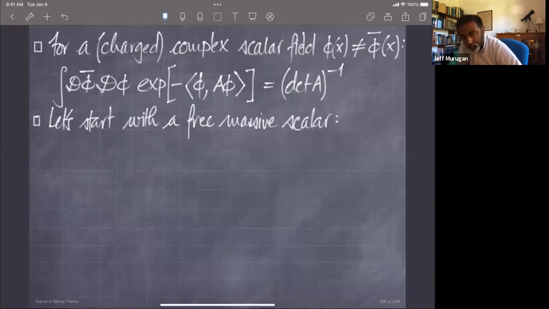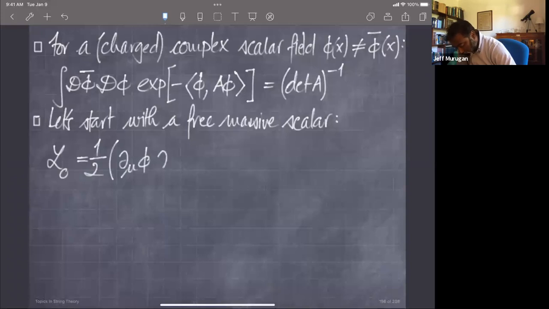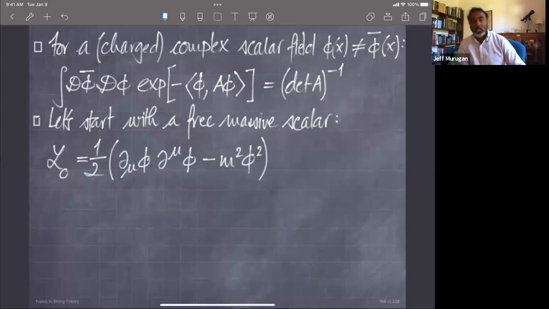The Lagrangian density for such an object, we'll call L naught, and L naught is going to be a half d mu phi, d mu phi, by which I mean here a four-dimensional inner product between d phi and d phi, minus m squared phi squared. Okay.